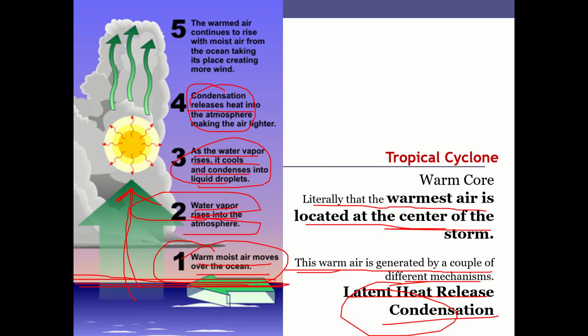Again, like we have been discussing, hot air has the tendency to move up. So when condensation takes place, heat is released into the atmosphere, making the air still lighter, and then it moves further up. The warm air continues to rise with moist air from the ocean, generating more energy as it moves up. So this is the basic thing.